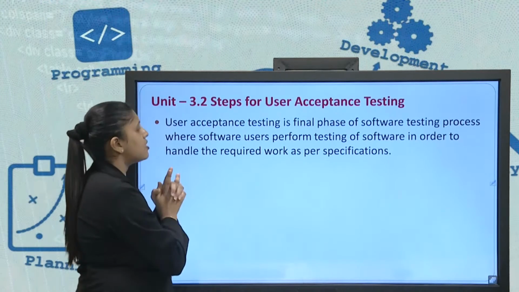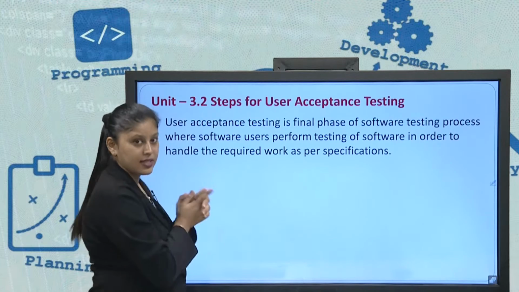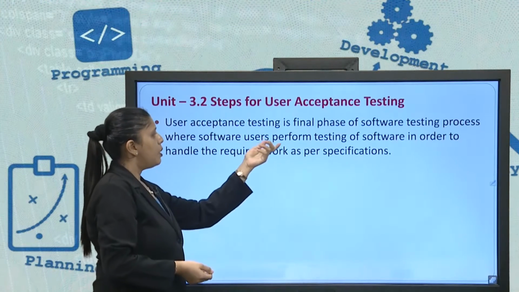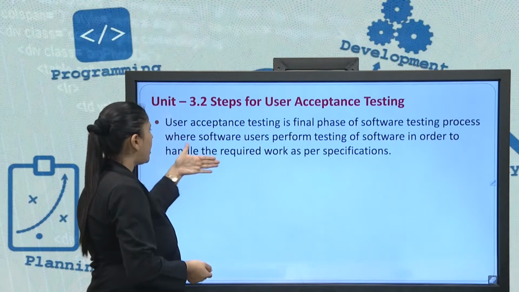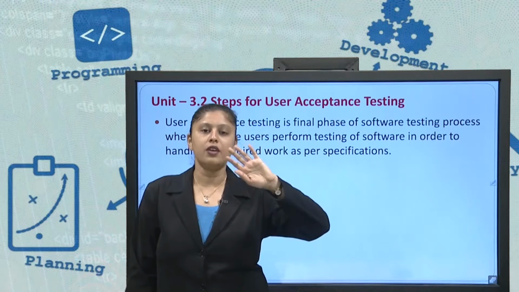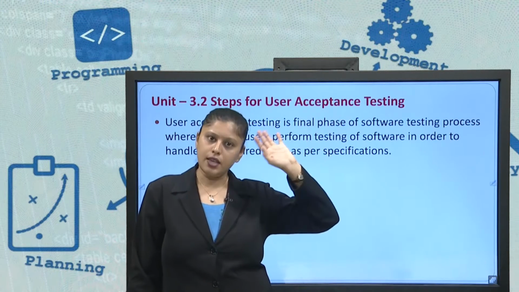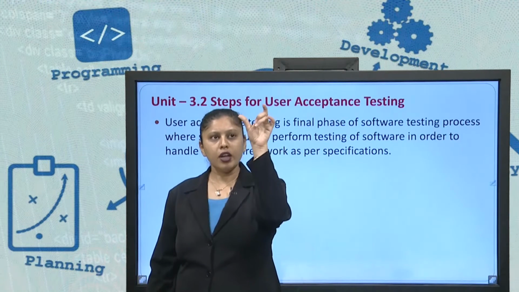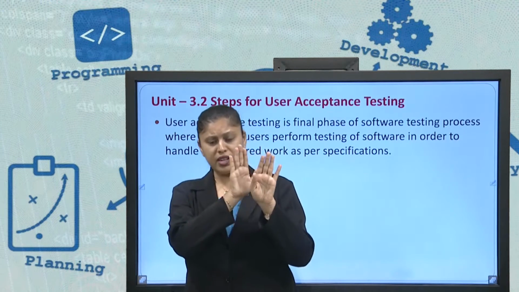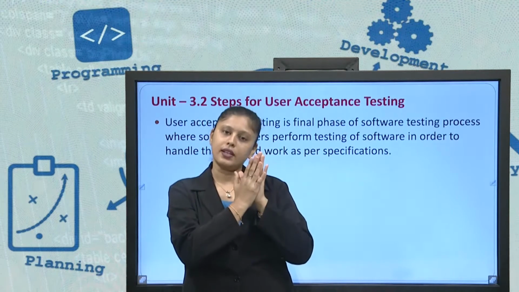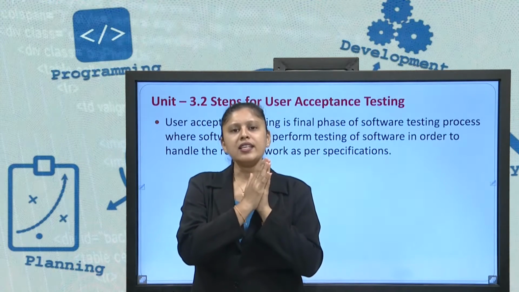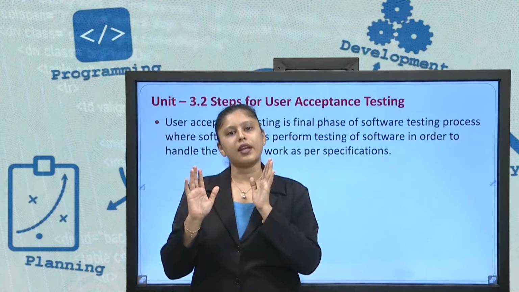User acceptance testing is the final phase of the software testing process. As said, it comes in the final phase, where software users perform testing of the software in order to handle the required work as per specifications. Specifications are those which we would have got in the starting phase of software development. So whether my software is meeting all those listed specifications comes under that. And if all those specifications are met, then I say that I am in the final phase of my user acceptance testing.